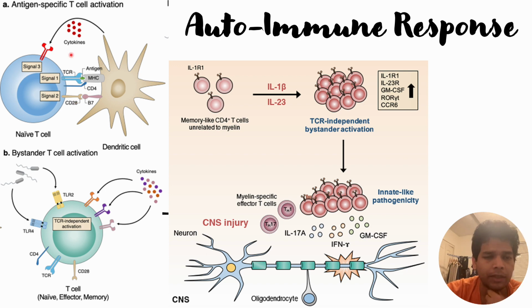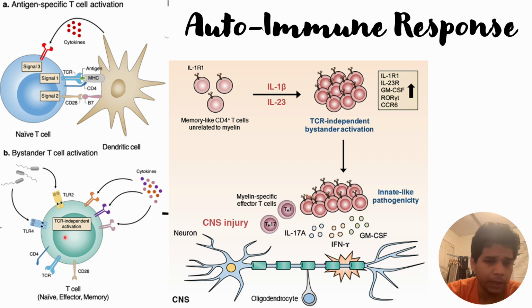And apart from this, there is a third kind of signal that is also released for these naive T cells, and it is based on the cytokines that are released by these dendritic cells that will trigger signal 3. So this is how the antigen specific T cell activation works.